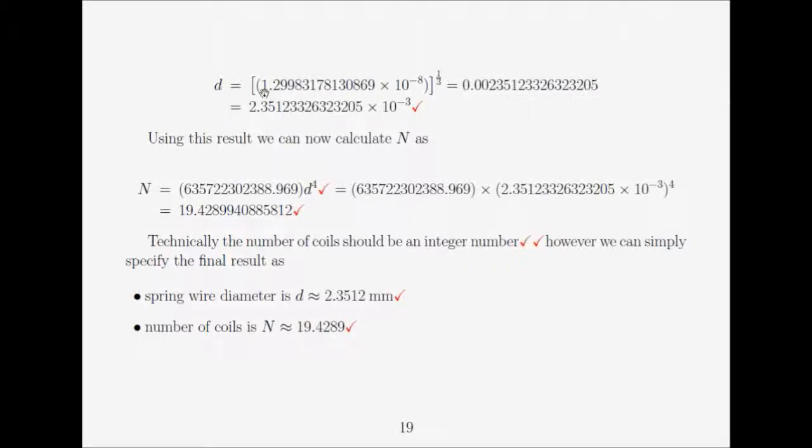That is 2.35 times 10 to the minus 3 meters, which is 2.35 millimeters. Substituted back into the expression, we have so many turns, and our final answer is 2.35 millimeters and about 19.4 turns. So in practical terms, we say, okay, in the factory we want to construct the spring. Just take a wire of 2.5 mil diameter and wind it up about 20 times, and then you'll get your required information.